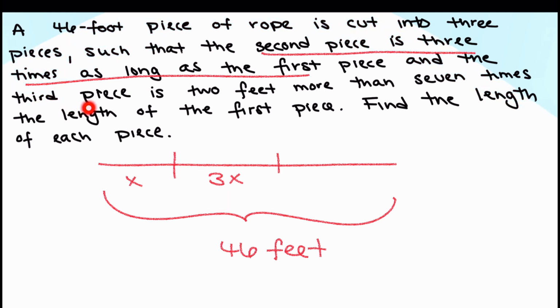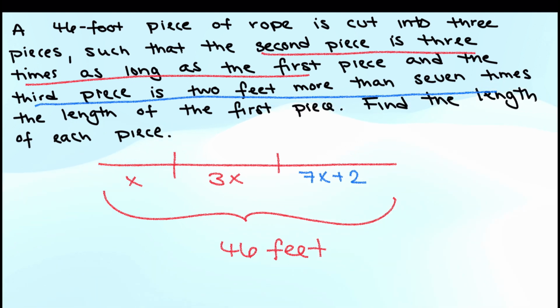Okay, then it says the third piece is 2 feet more than, so plus 2, 2 feet more than 7 times the length of the first piece. So if I take 7 times x plus 2, that would be the length of my third piece.